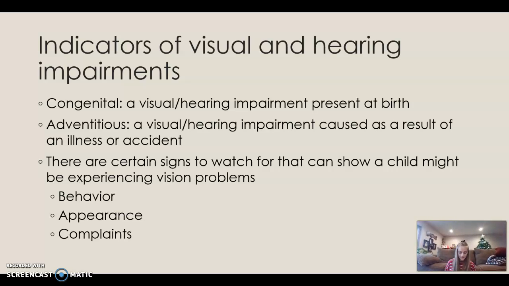And then there's complaints. If a child is complaining that they can't see well, that's obviously a vision problem. If they have dizziness, headaches, nausea after they do close-up work, like after they do worksheets or are looking at a screen reading, that can be a sign of a vision problem. If their eyes itch, burn, or feel scratchy and they're complaining about that, that could be a sign of a vision problem. So it's super important to watch for these signs when you're trying to diagnose the issues.